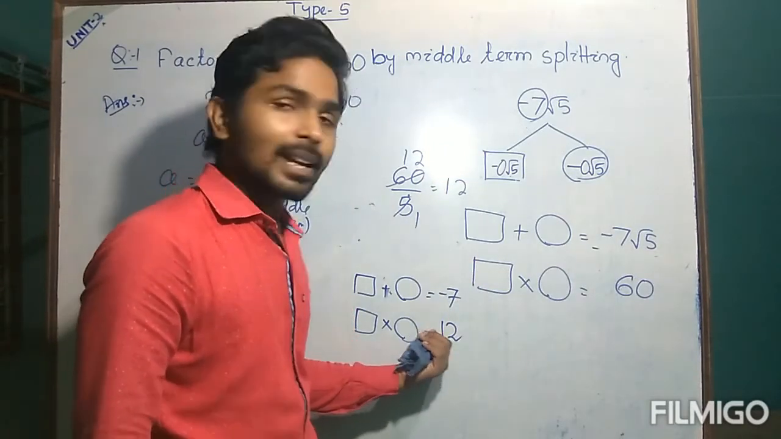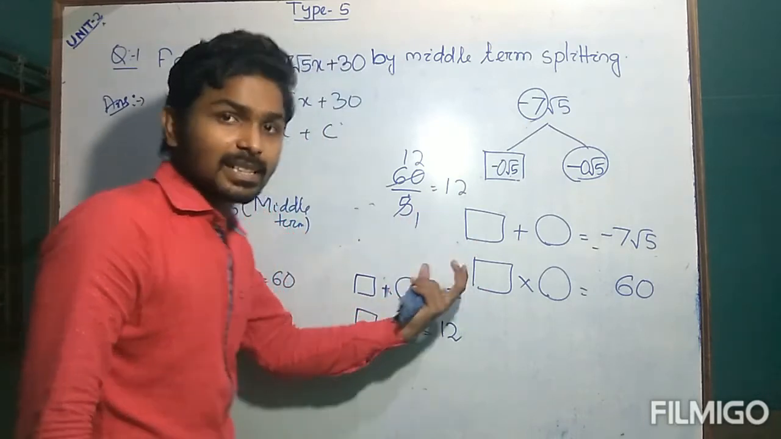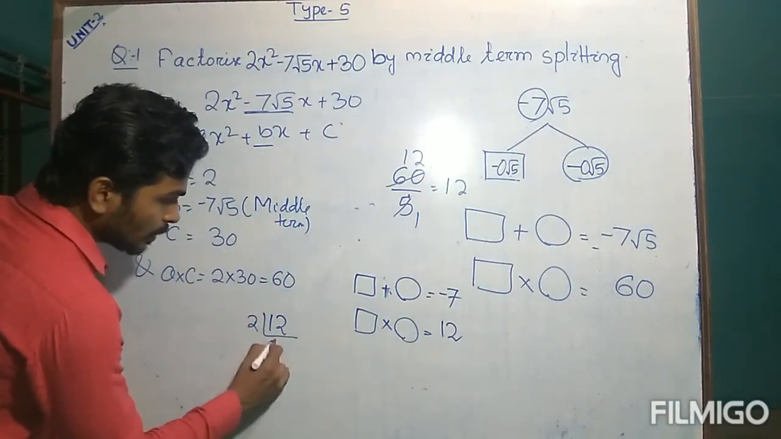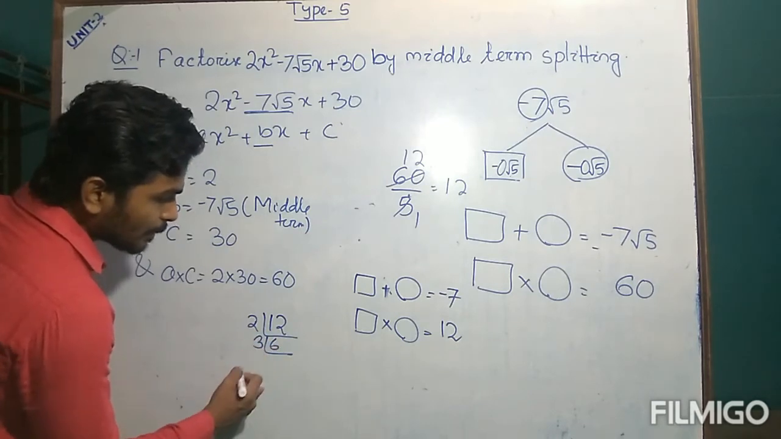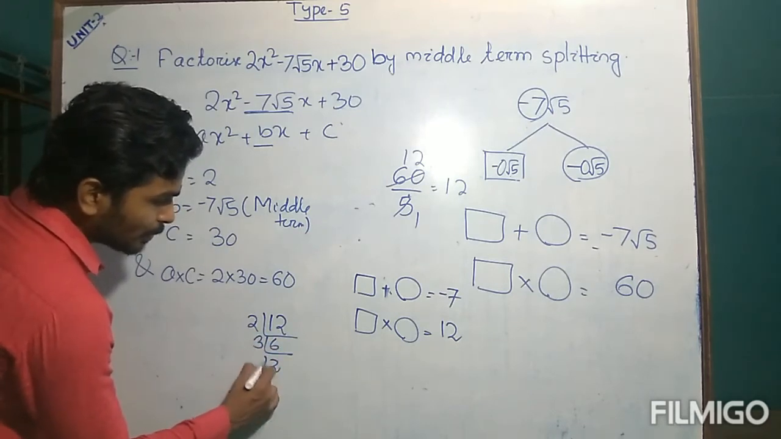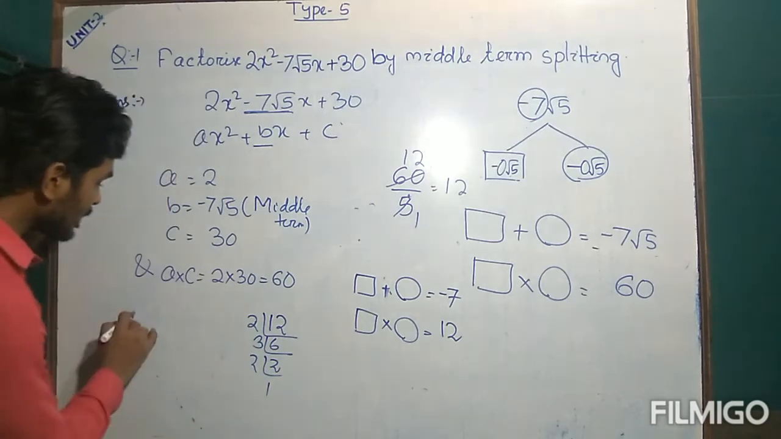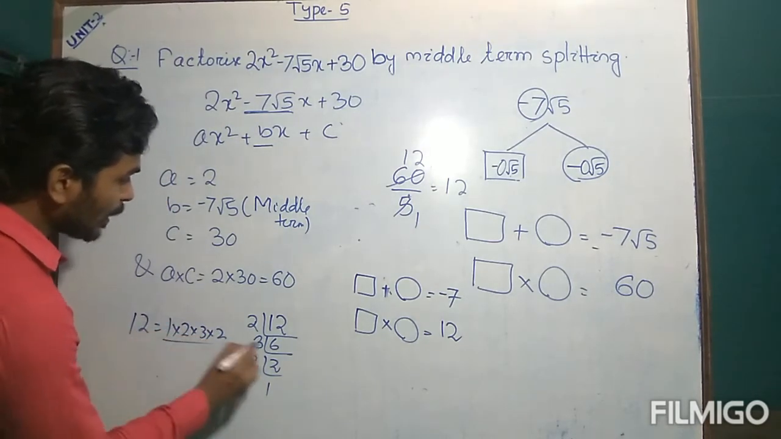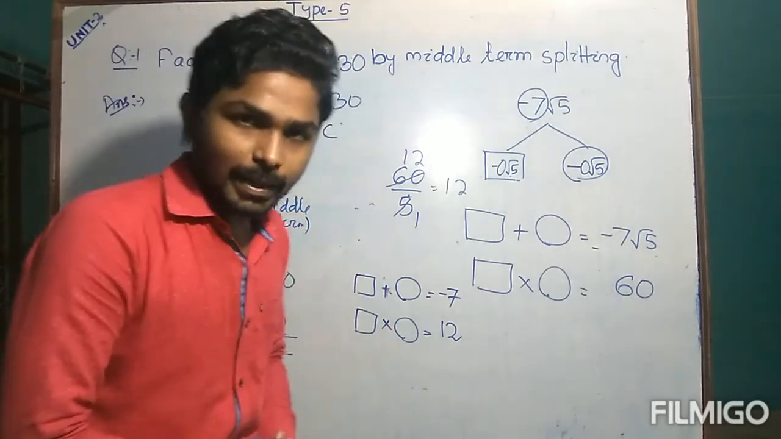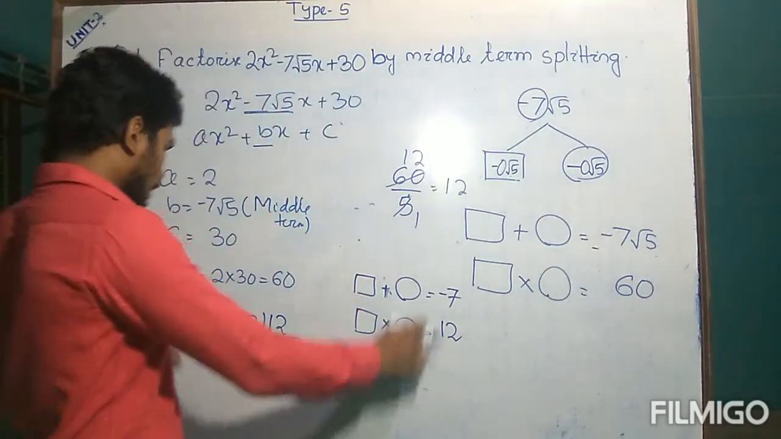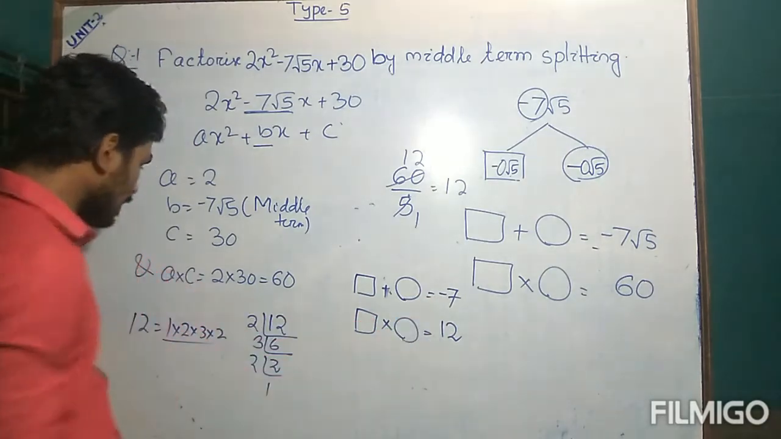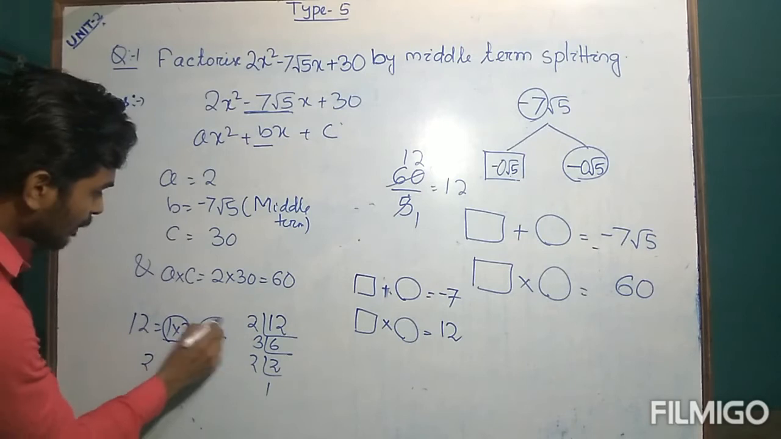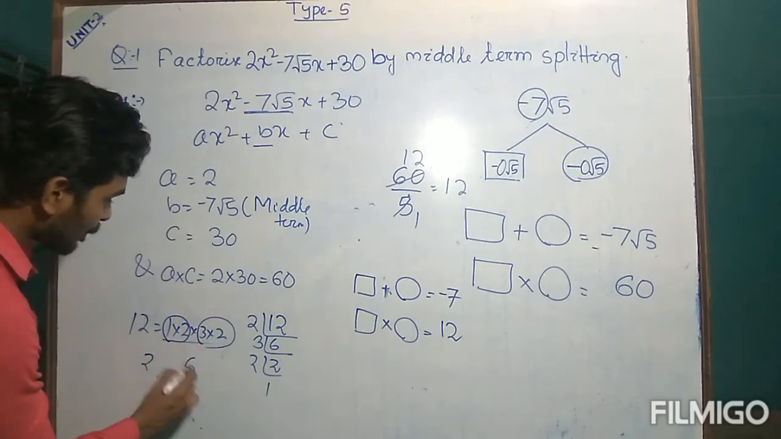Now we have to factorize or split this 12. How? Factorize 12. 2, 6, 3, 2, 2, 1. Hence 12 is equal to 1 into 2 into 3 into 2. Now we have to find any two numbers as a pair whose addition is minus 7 and multiplication is 12. Suppose I am taking this as a part and remaining this as a part, 3 to the 6.